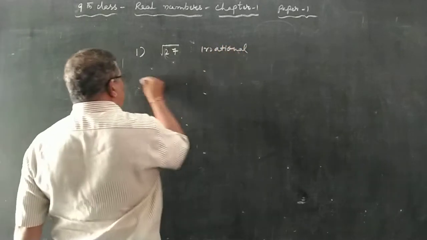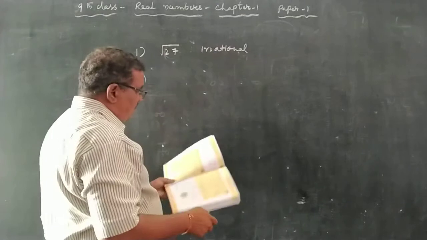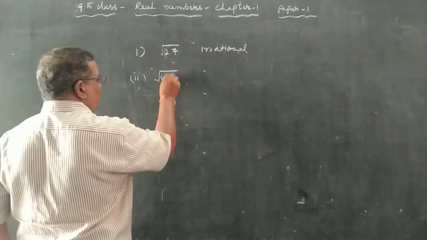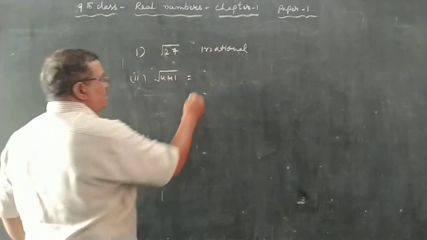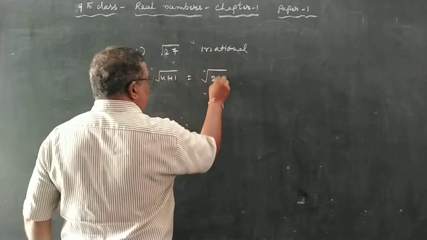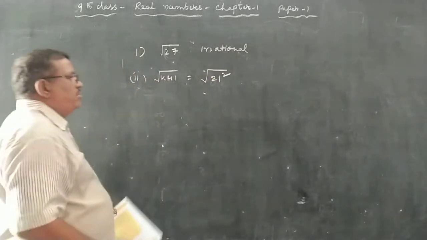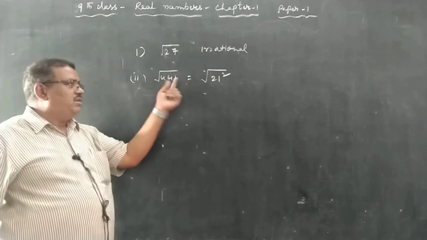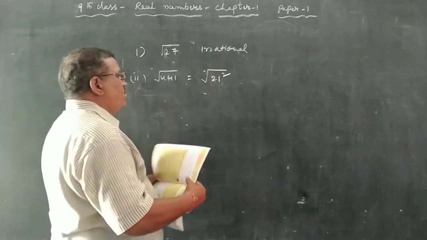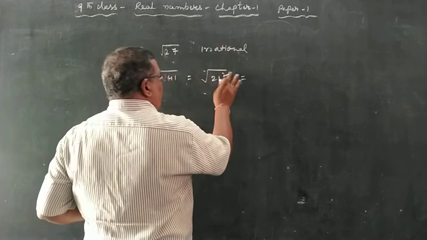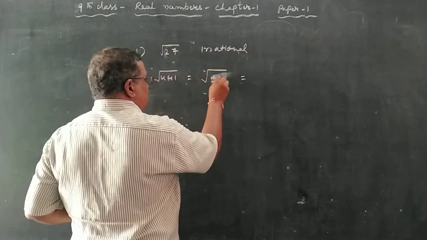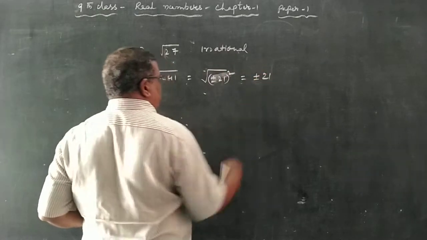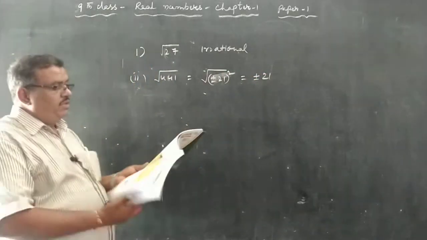Next, the second question is root 441. Root 441 can be written as 21 whole square, because 441 is 21 squared. It is a perfect square number. Square and square root cancel, and you get plus or minus 21. It is a rational number.